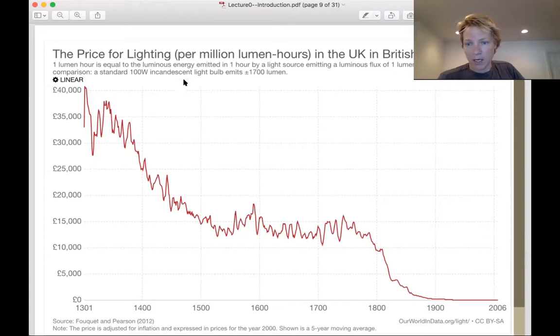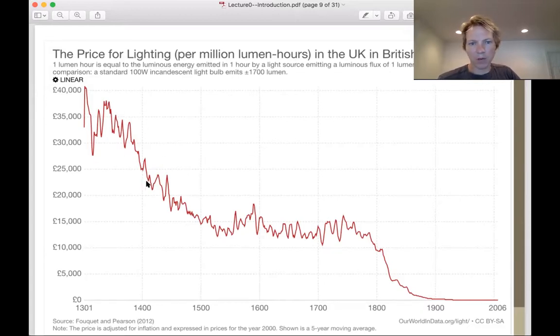That's what light looks like in the present. It's very cheap. This is basically the price per lighting unit. In the present, per million lumen hours, which is basically, just think about this as a standard light bulb, it virtually doesn't cost much. To get that level of light back in 1300 would cost 35,000 British pounds, about $50,000.